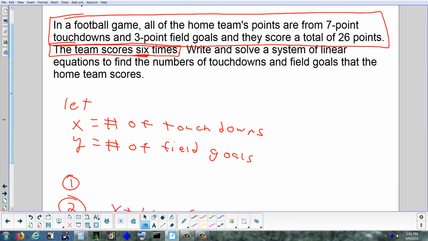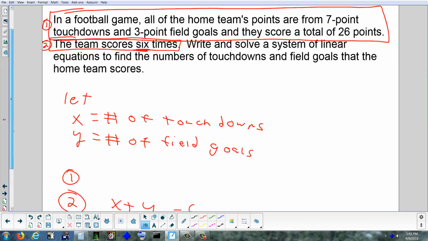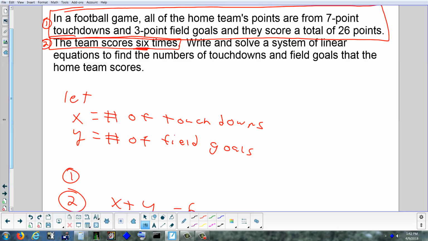Why is that equation 2 though? It could be equation 1. Doesn't matter, either way. I called this one 1. I called this one 2. Just set them up in the order they were written in the problem, that's all. So the total number of touchdowns plus the total number of field goals is 6. Not the points. How many touchdowns, how many field goals?